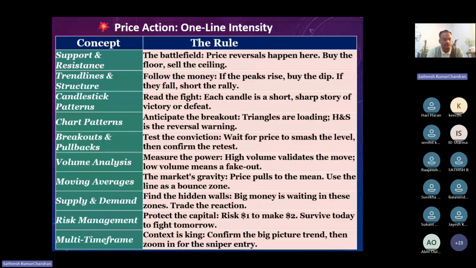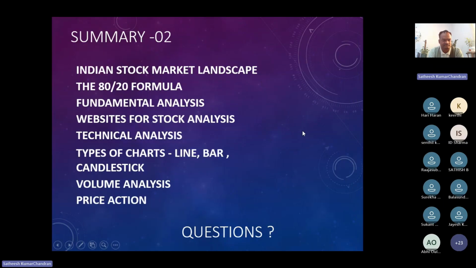Okay. Now, support and resistance, these are all general price action theories. I will not go into detail and discuss. See, support, resistance, trend lines, candlesticks, chart patterns, breakouts, pullbacks, volume analysis. Everything is seen in the same chart that we have discussed so far. So any doubts? We have discussed the Indian market landscape, 80-20 formula, fundamental analysis, technical analysis, types of charts, volume analysis, price action. Any questions?